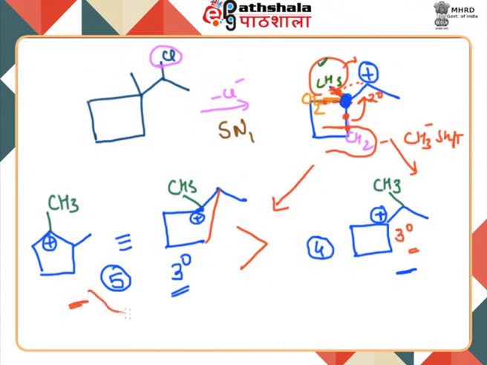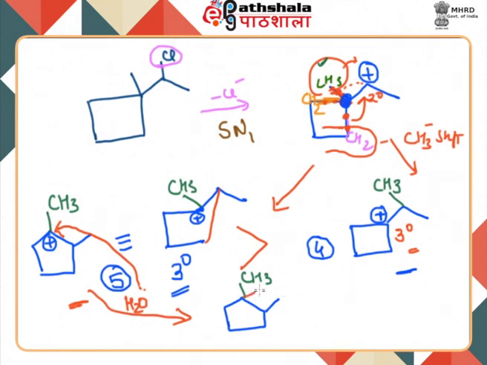And furthermore, when this is reacted with the nucleophile, which is water or OH minus, then this water will be attacking at this position, followed by deprotonation. So what we get, the product is this 5-membered alcohol.